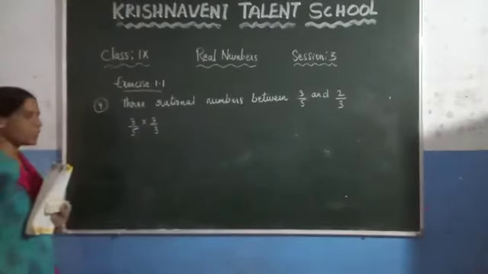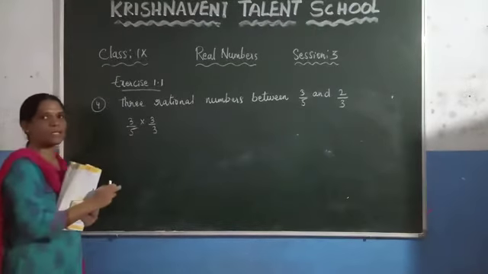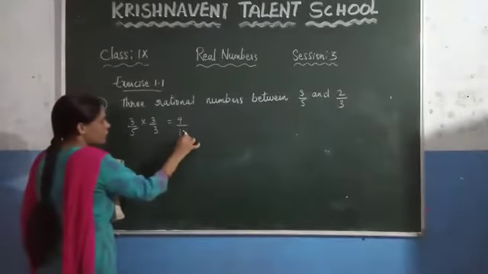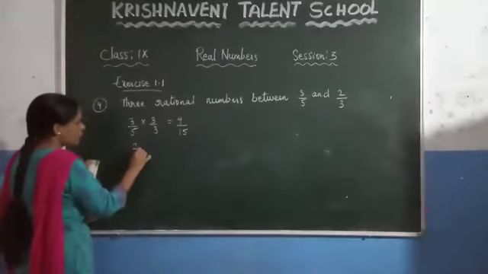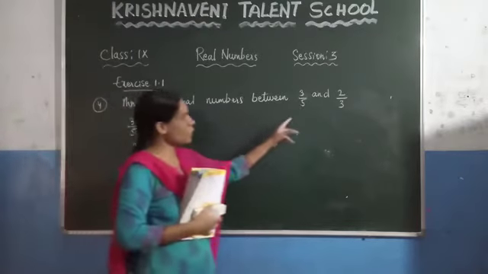So what will you get here? While multiplying two fractions, you just have to multiply the numerators and multiply the denominators. What is the value of 3 into 3? Which is 9. And what is the value of 5 into 3? Which is 15. Similarly, consider the other number. What will be the other number? 2 by 3. Now which number do you have to multiply? The other number you have to take.